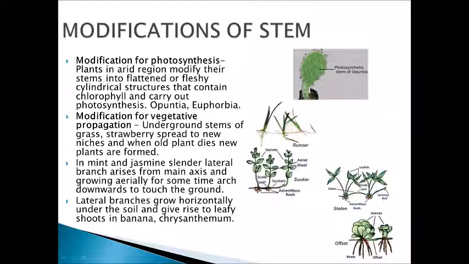Then in the case of banana and chrysanthemum, suckers develop. Lateral branches grow horizontally under the soil and give rise to leafy shoots in banana and chrysanthemum. Here you can see the lateral branches are growing under the soil surface. They are called suckers. So these are the modifications for vegetative propagation.